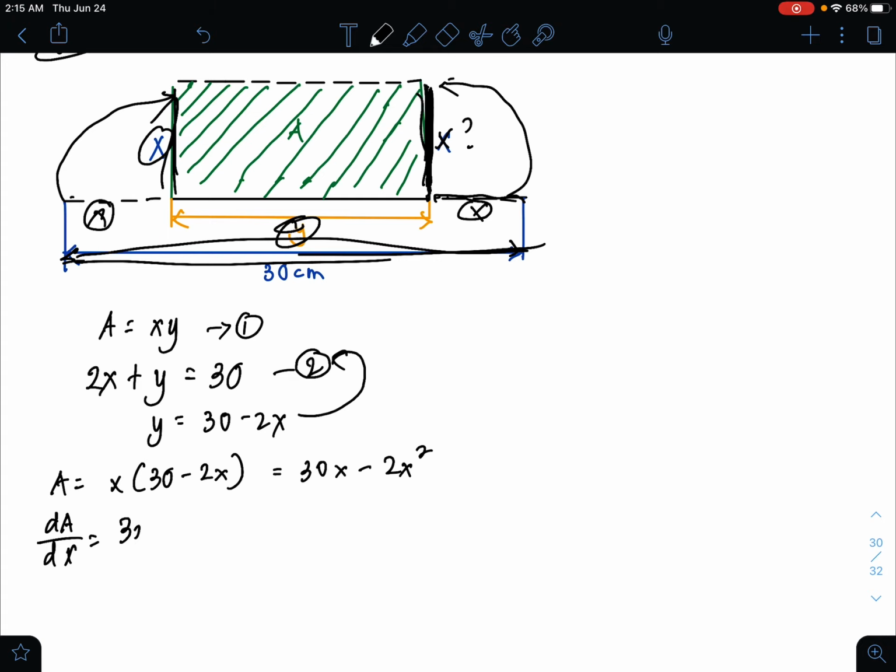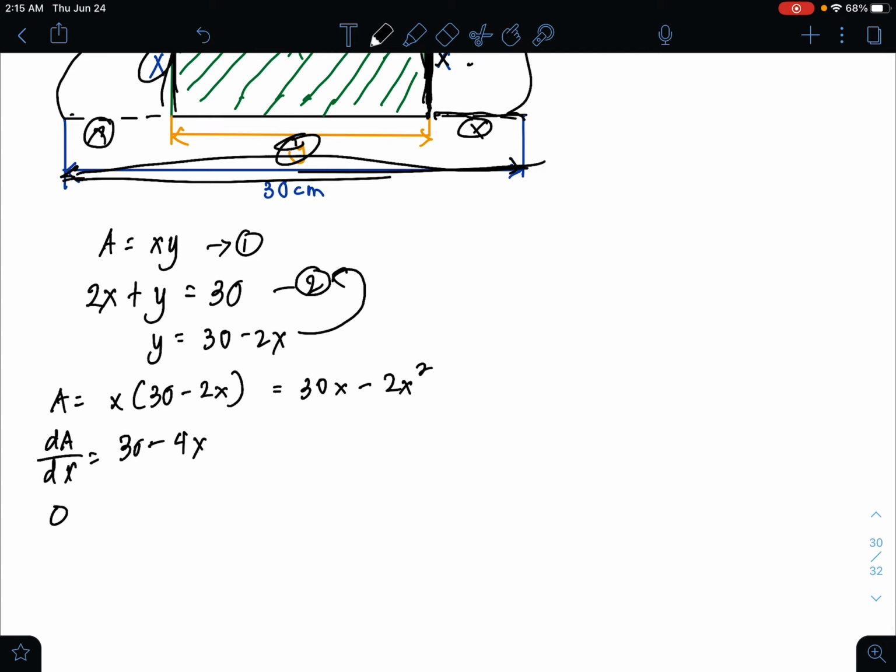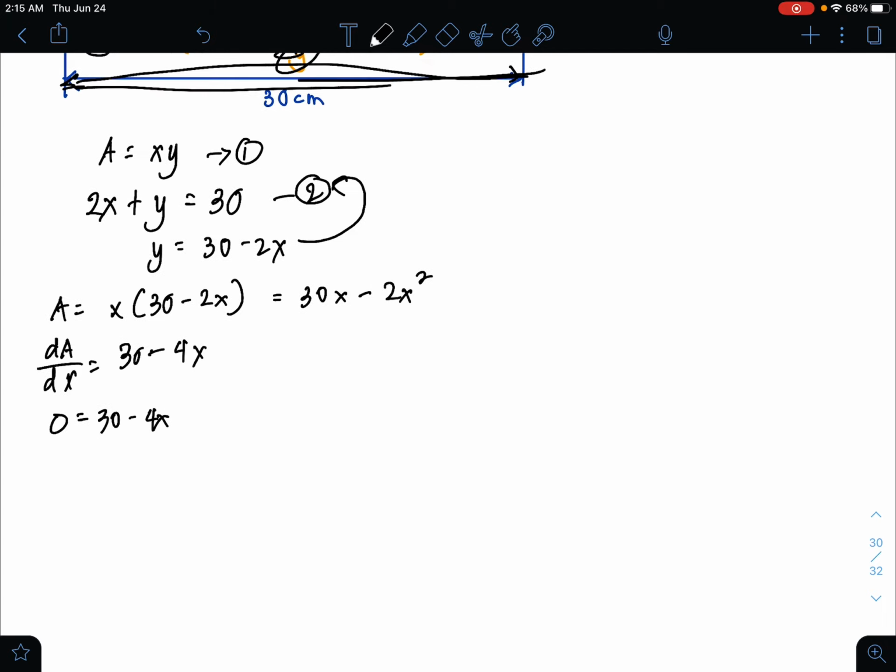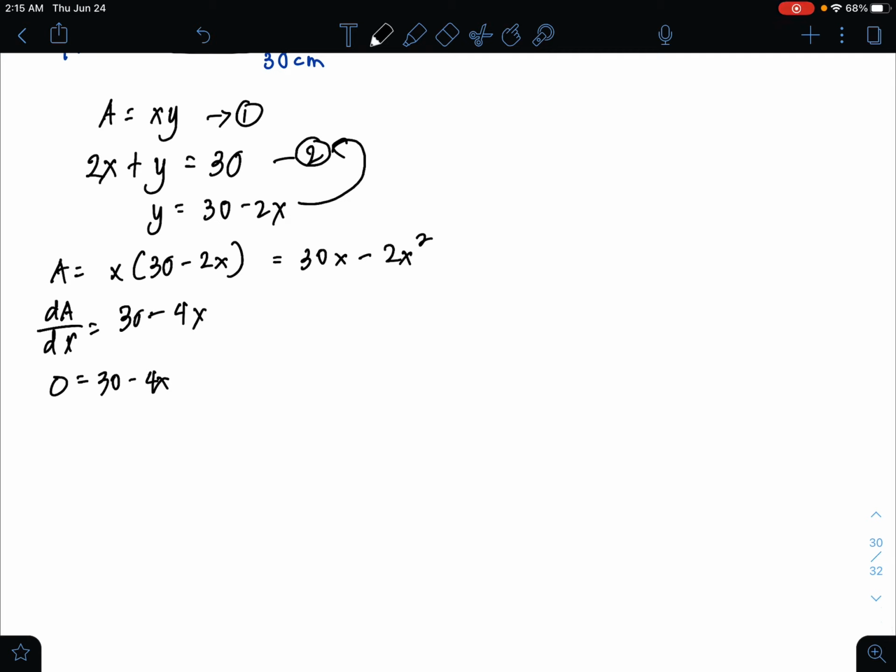Because 30 minus 4x. So it's just one, right? So 0 is equal to 30 minus 4x. Therefore, automatically, that value is the maximum. So 4x equals 30, divided by 4. X is equal to 7.5.